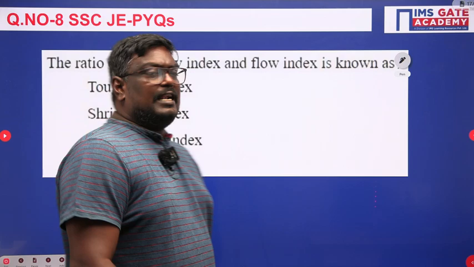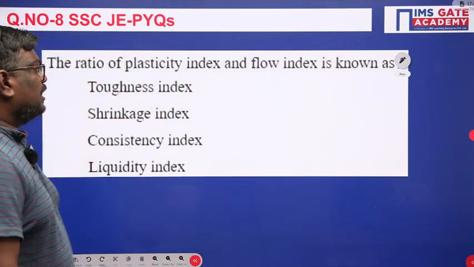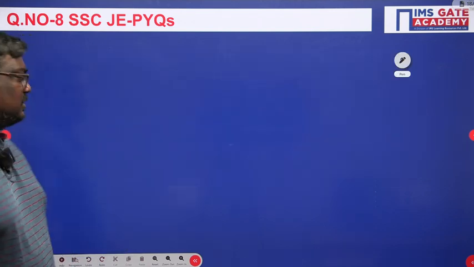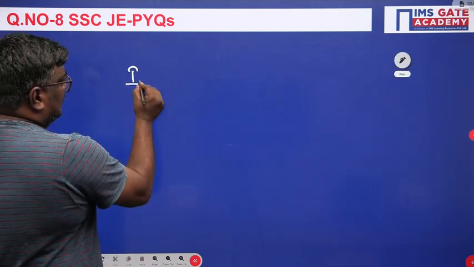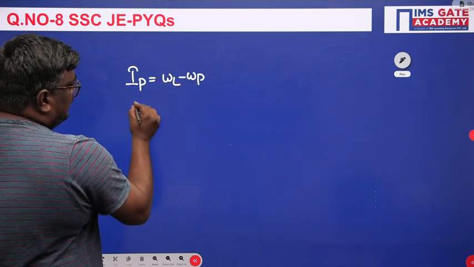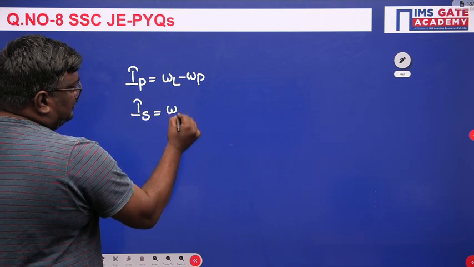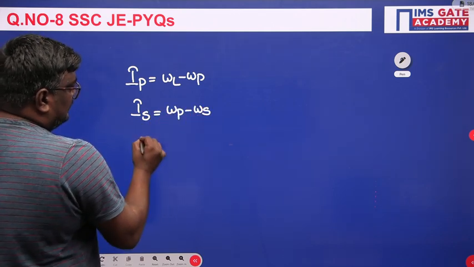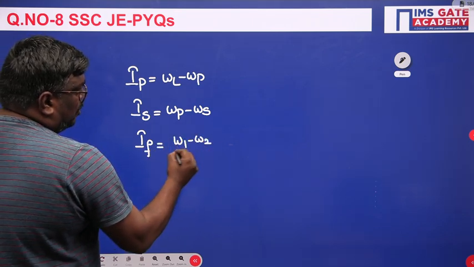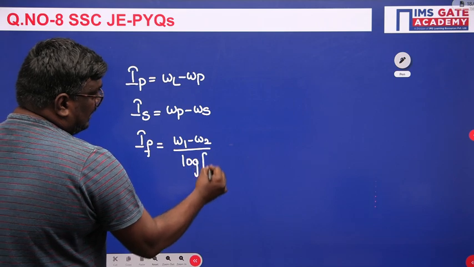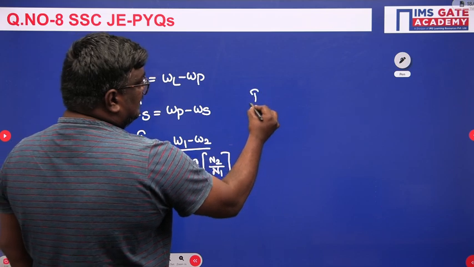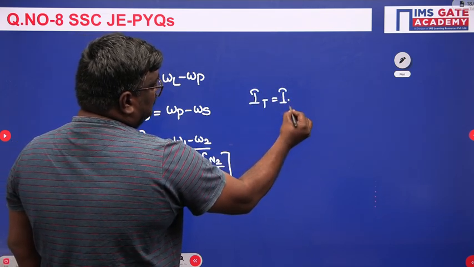Now the ratio of plasticity index to the flow index. If you see here, the ratio of plasticity index to the flow index is nothing but toughness index. So if you talk about the indices, my dear students, plasticity index is equal to WL minus WP, shrinkage index is equal to plastic limit minus shrinkage limit, and flow index, the slope of flow curve, is W1 minus W2 by log of N2 by N1, and toughness index IT is given as IP, plasticity index, by flow index.